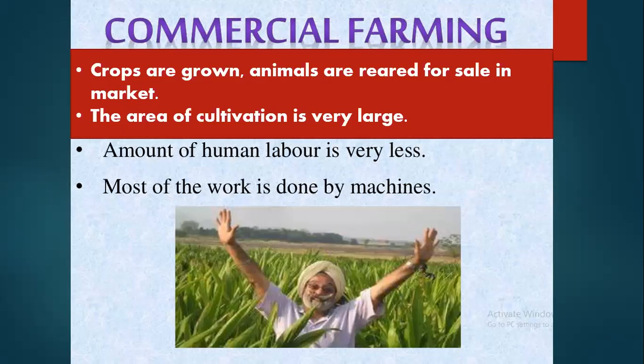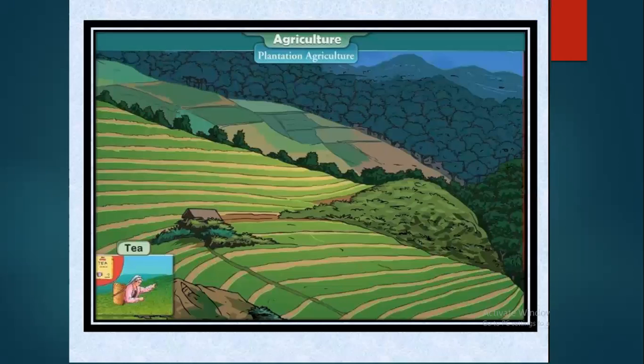Commercial farming: crops are grown and animals are also reared, and that is totally for sale in the market. Here the area of cultivation is very large, so mostly machine-intensive farming is done here. Labor is very less.